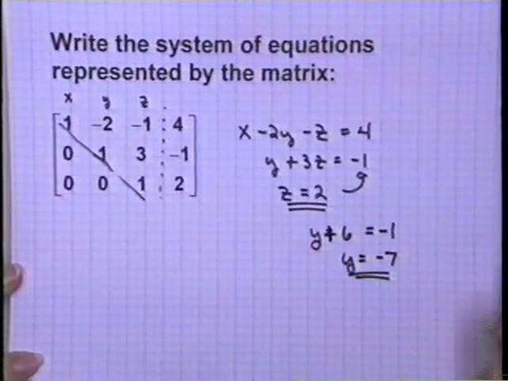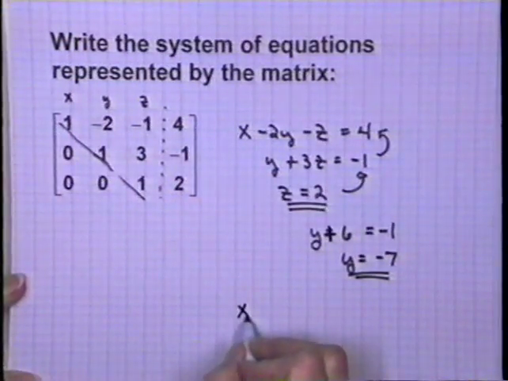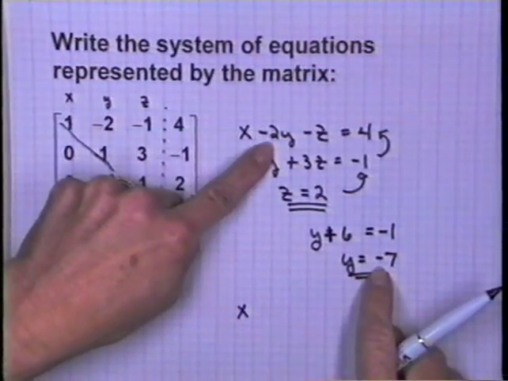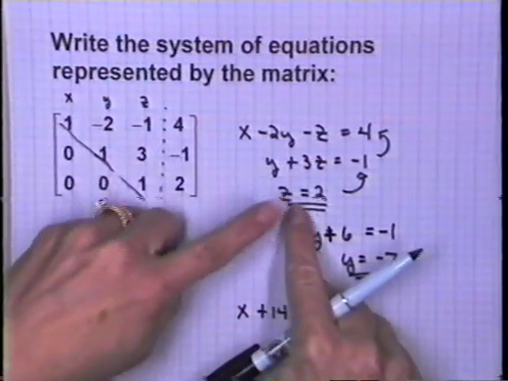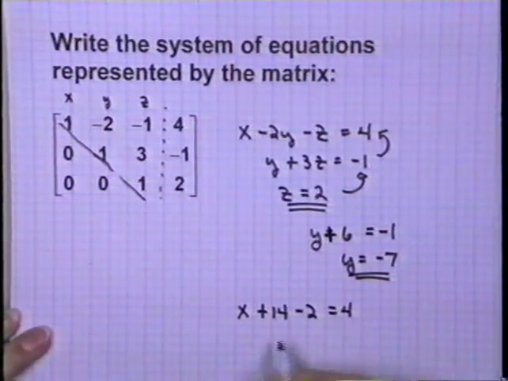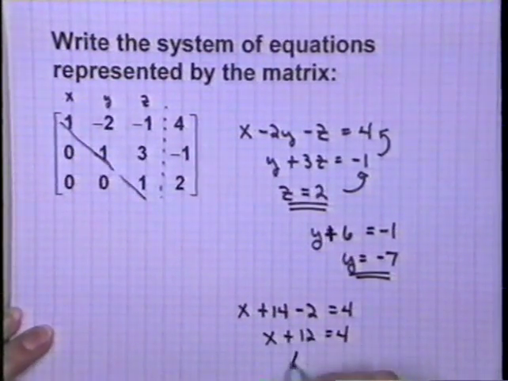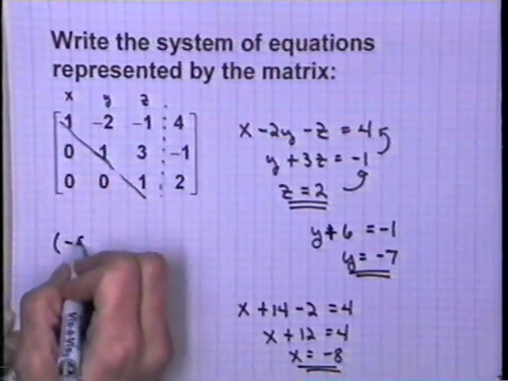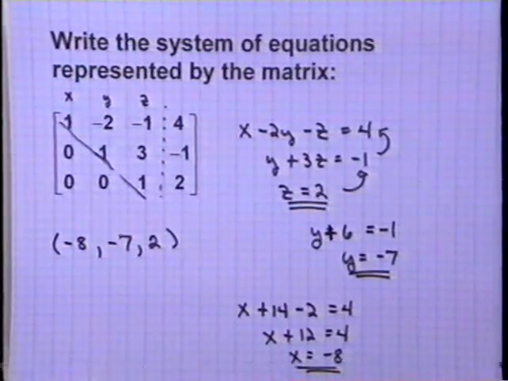Now I know both z and y, and so I can go back up to this first equation and substitute in. I have x, negative 2 times y. Well, if y is negative 7, negative 2 times negative 7 is a positive 14. And then minus z, well, if z is 2, minus z would be minus 2, equals 4. Well, let's see, that's x plus 12 is equal to 4. And then subtracting my 12, I get x equals negative 8. So x is negative 8, y is negative 7, and z is 2.